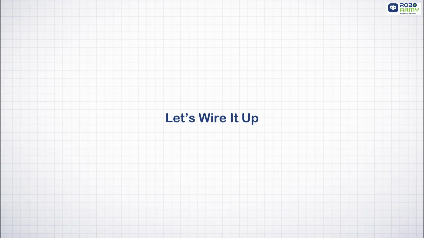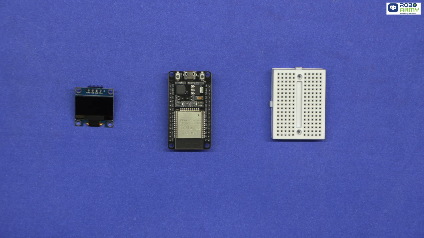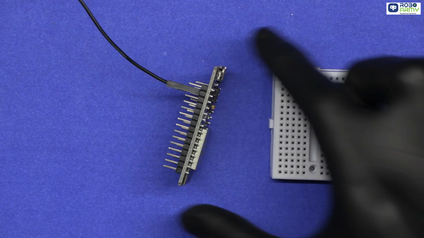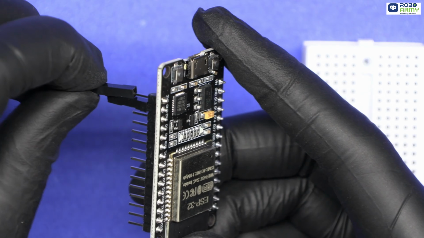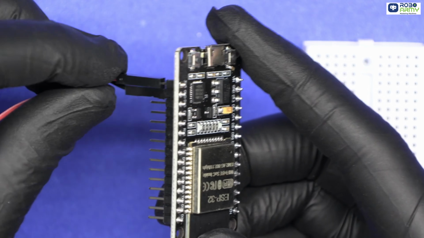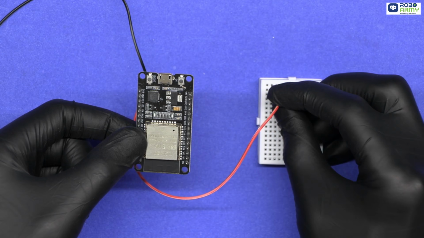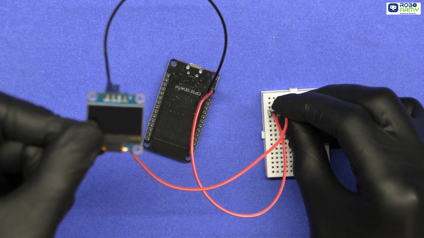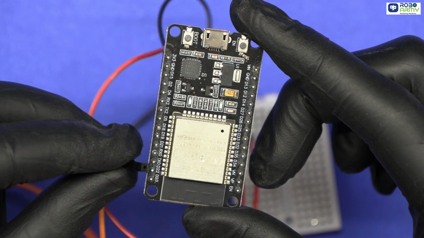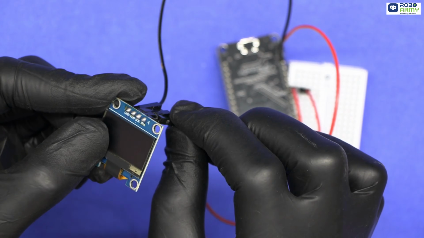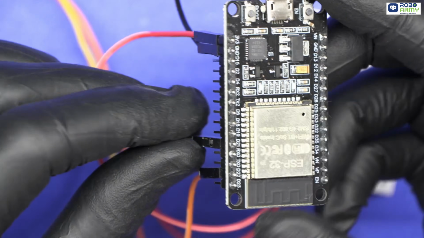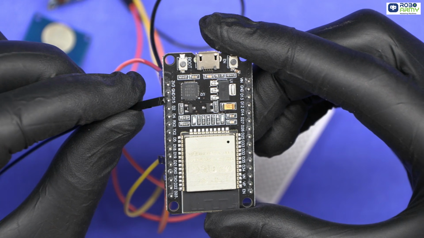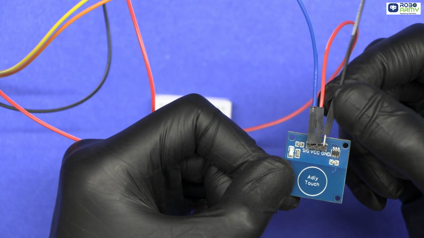Let's wire it up. Connect OLED to ESP32 as follows. GND of OLED to GND on ESP32. VCC of OLED to 3.3 volt on ESP32. SCL to GPIO 22. SDA to GPIO 21. Now touch sensor connection. Signal pin to GPIO 15, VCC to 3.3 volt, GND to GND.